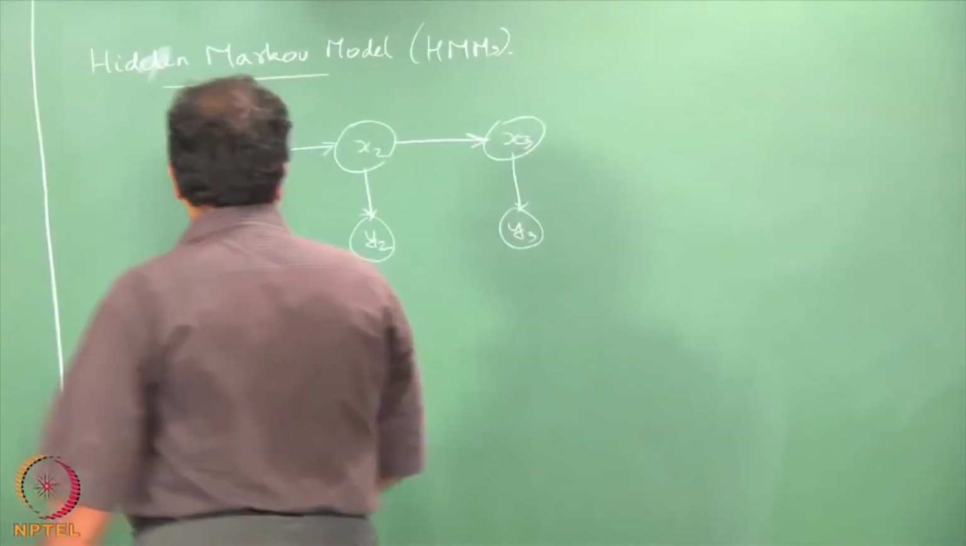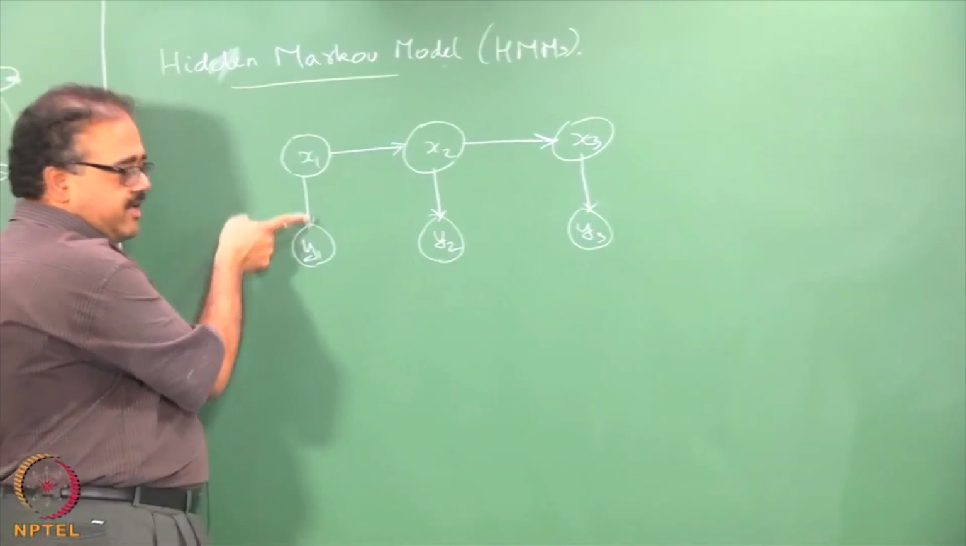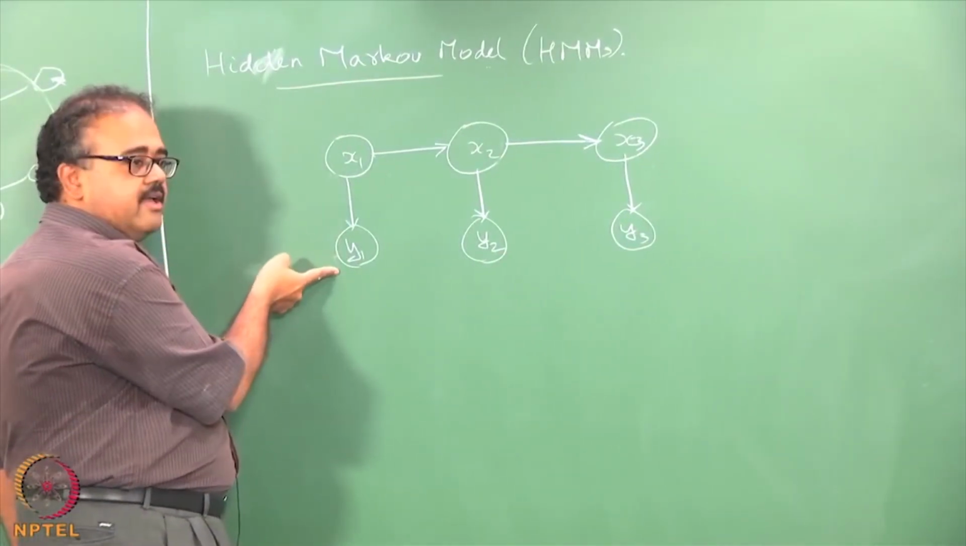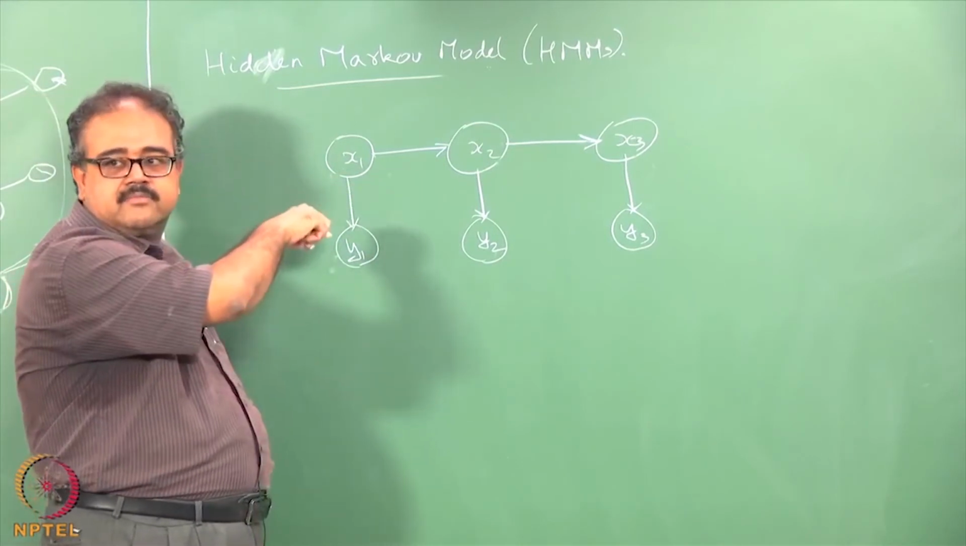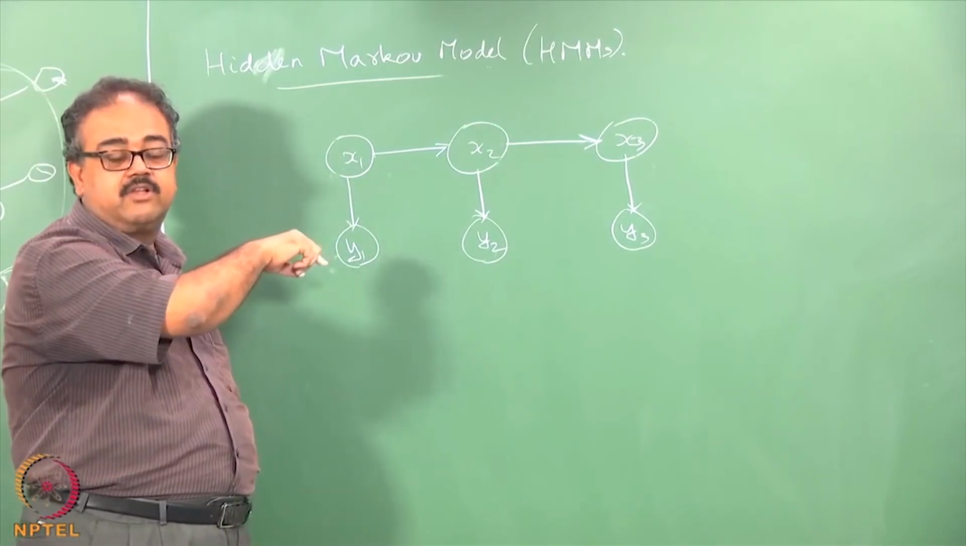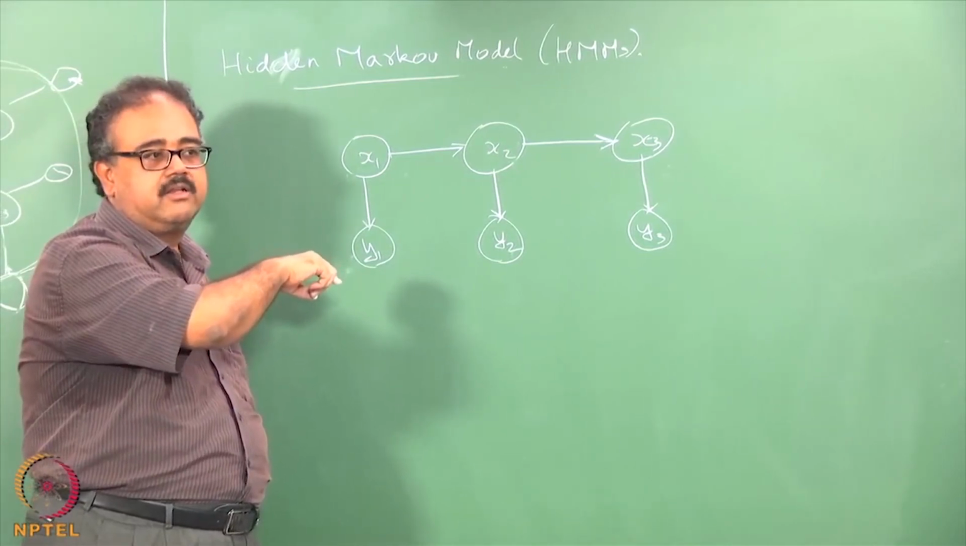So one thing to note here is the hidden Markov model essentially says that your xi gives rise to the yi. It doesn't go the other way. Okay. In fact, this also gives rise to a lot of problems later on.